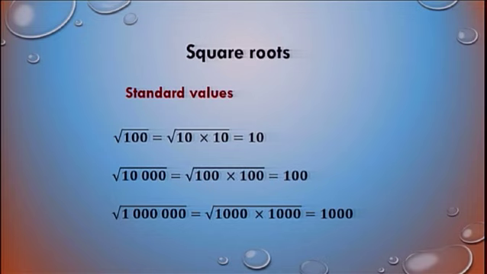So you will see that among the standard values, we do not have square root of 1,000. Because in 1,000 we have 3 zeros, we cannot take half the number of zeros. Similarly, for square root of 100,000, where we have 5 zeros, we cannot take half the number of zeros. So we're going to consider these 3 values as standard values to be used in evaluating bigger square roots.